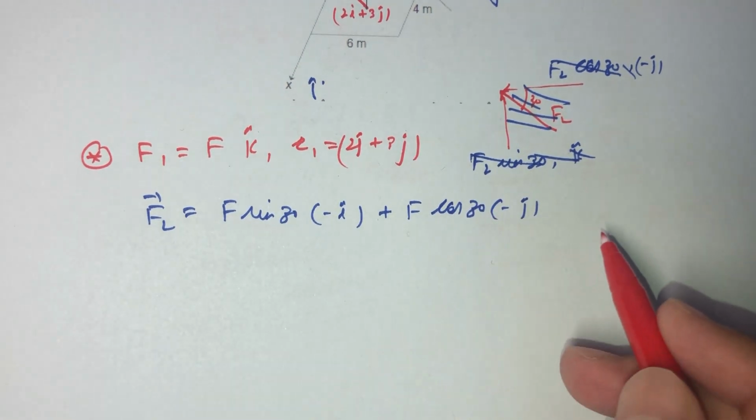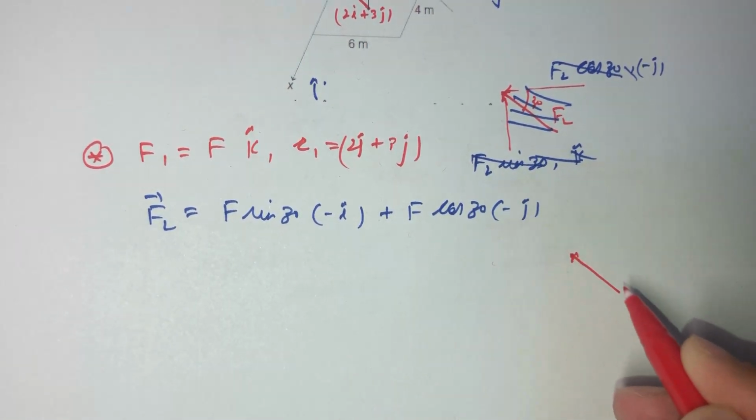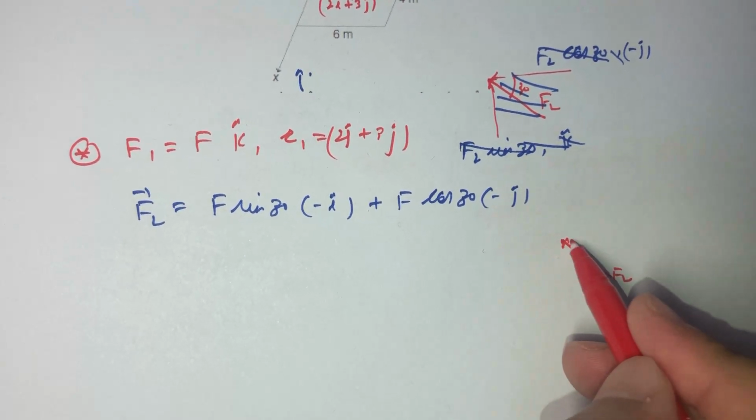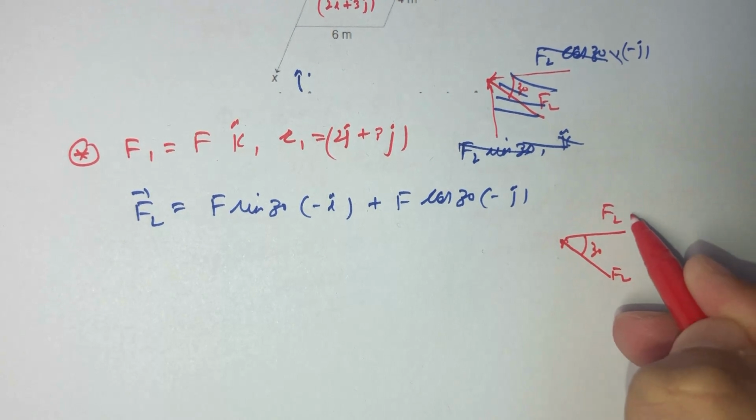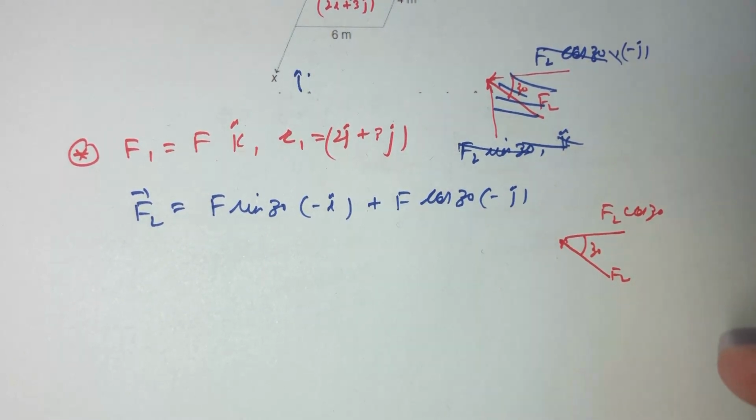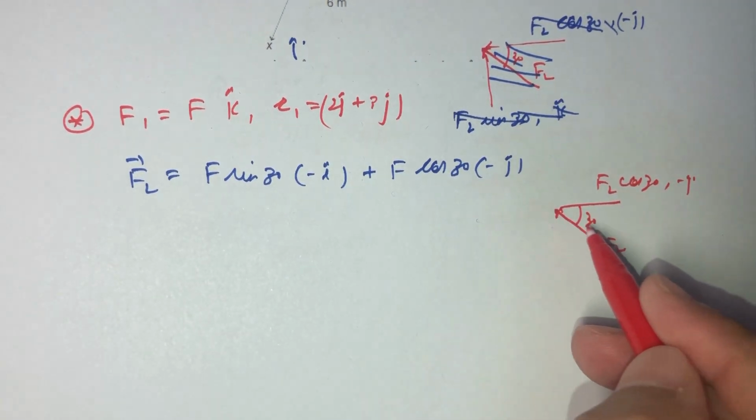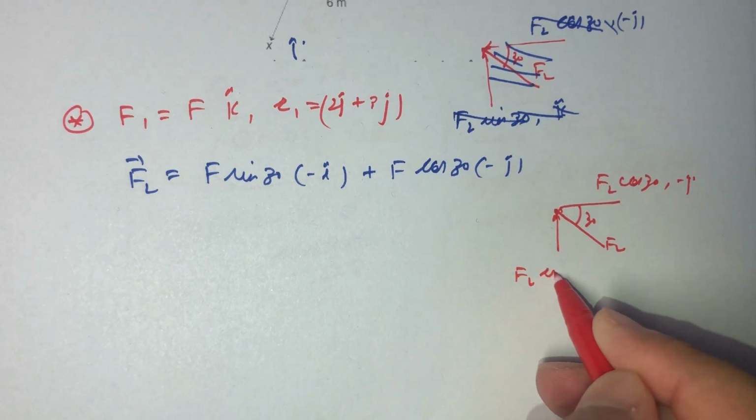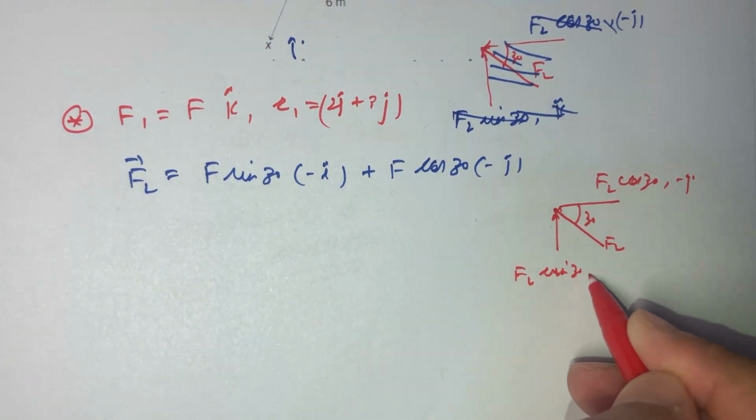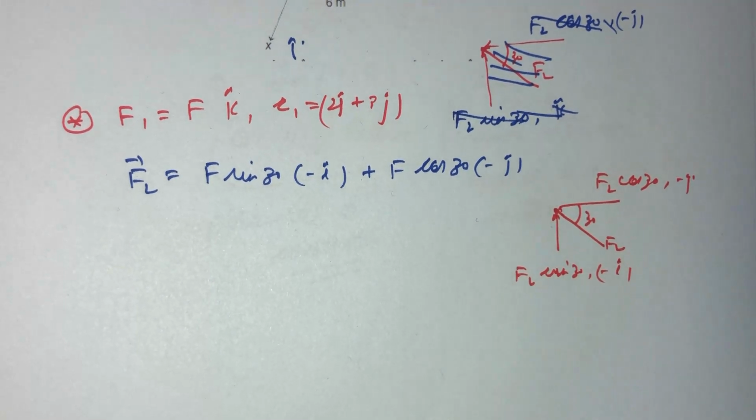So it is in the xy plane. So this is our F2, and this is an angle of 30 degrees. So this will be F2 cos of 30, and the unit vector is minus j, and we are going to have this as F2 sine of 30, and its unit vector will be minus i. Sorry for that.